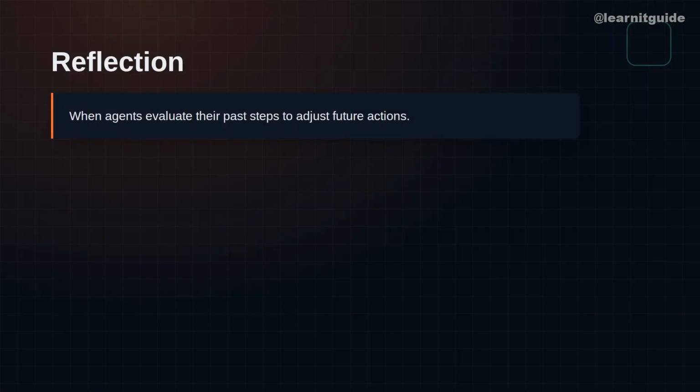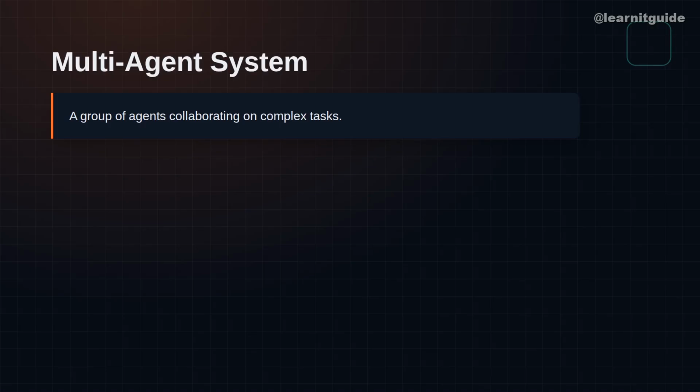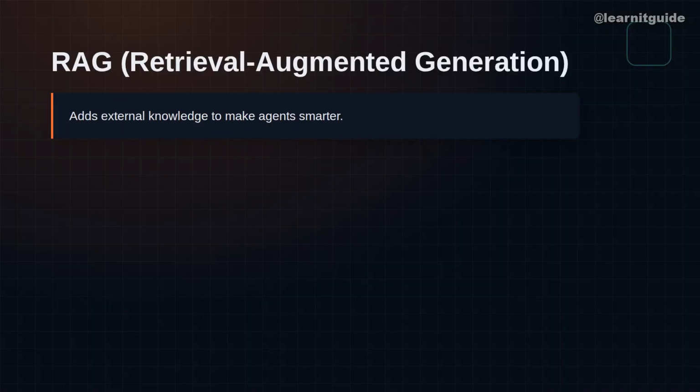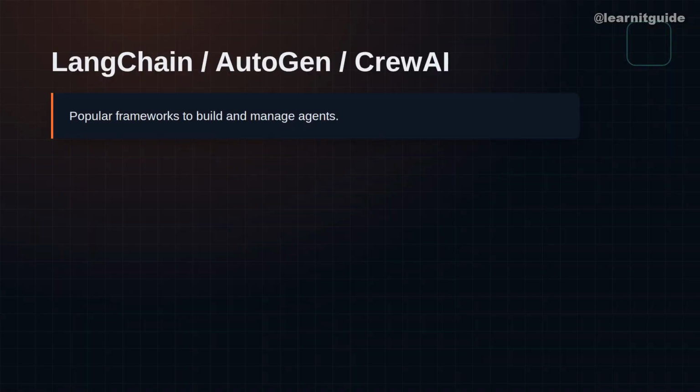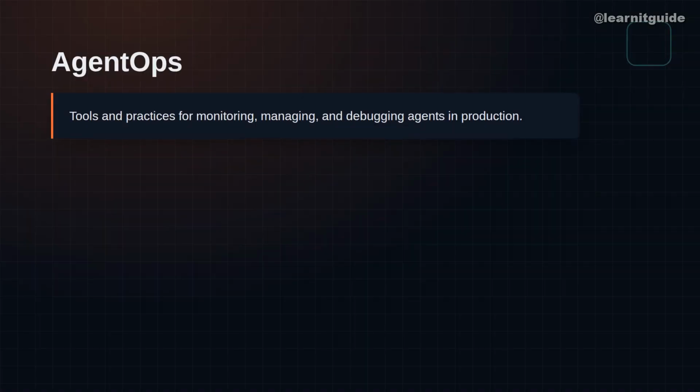First, we have reflection, which is the process where agents evaluate their past steps in order to adjust their future actions. Building on that individual capability, we move to multi-agent systems, where a group of agents collaborates together to complete complex tasks. Next, we incorporate RAG, or Retrieval-Augmented Generation, which adds external knowledge to these systems to make agents smarter. To actually build and manage these agents, developers rely on popular frameworks such as LangChain, AutoGen, and CrewAI. Finally, we have AgentOps, which encompasses the specific tools and practices used for monitoring, managing, and debugging agents once they are in production.